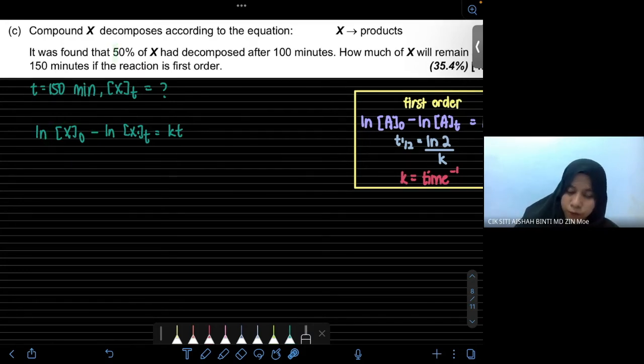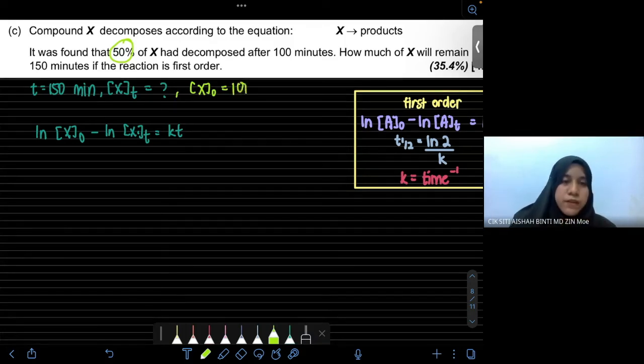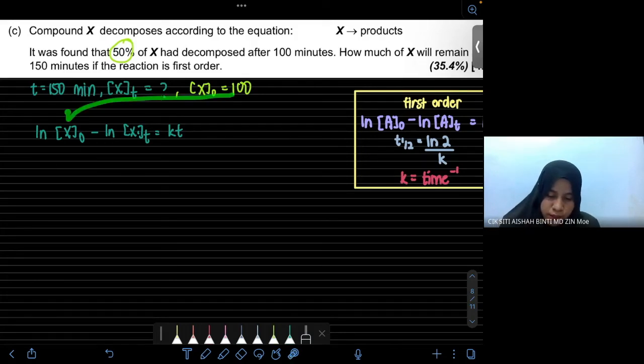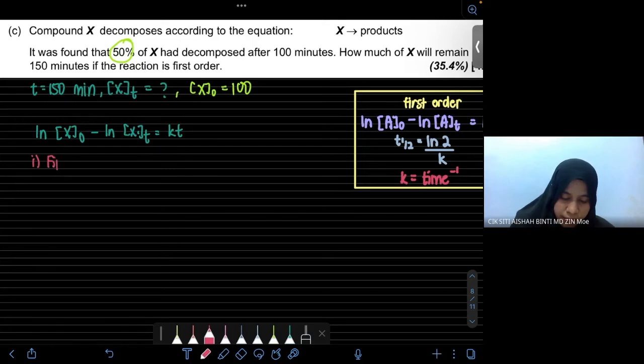X naught is actually 100, because we see 50%, so from here we can conclude that the original concentration is 100, or 100%. We can assume that. Put that in here, and this is our unknown. But we don't know k yet. So what should we do? Actually, we have to find k first. Then only can we use this equation to find out this one.